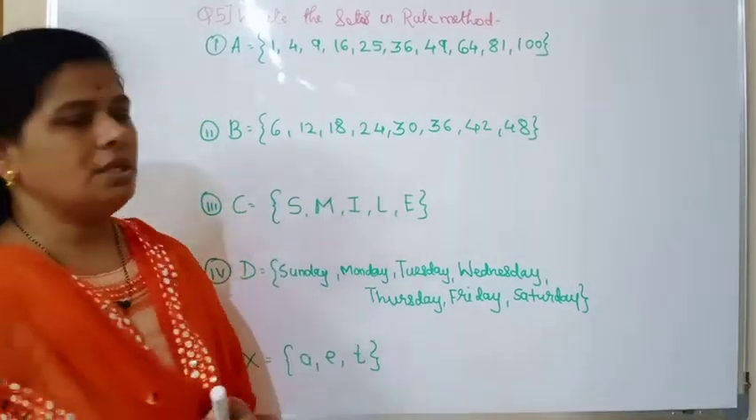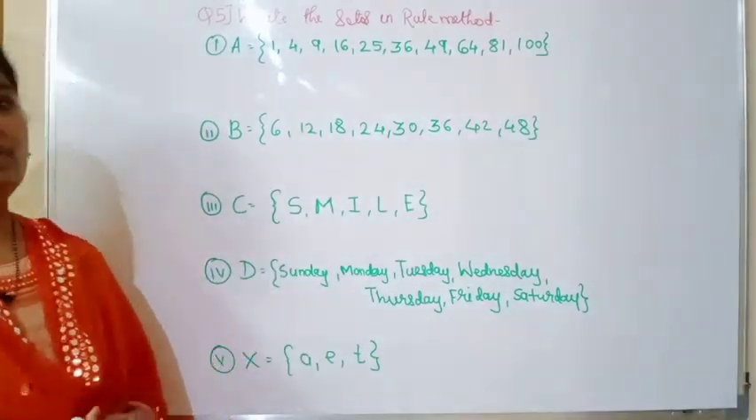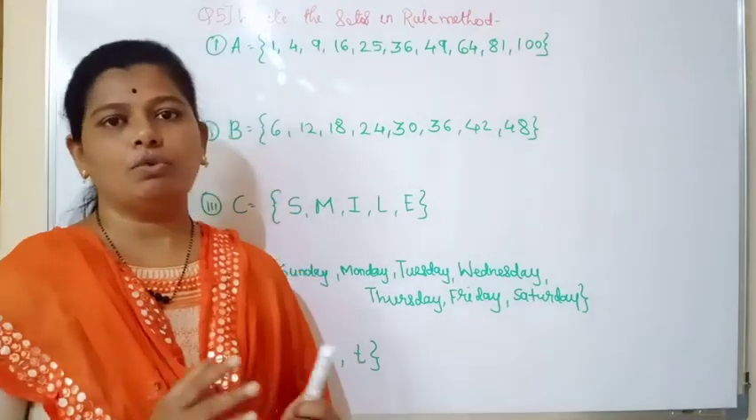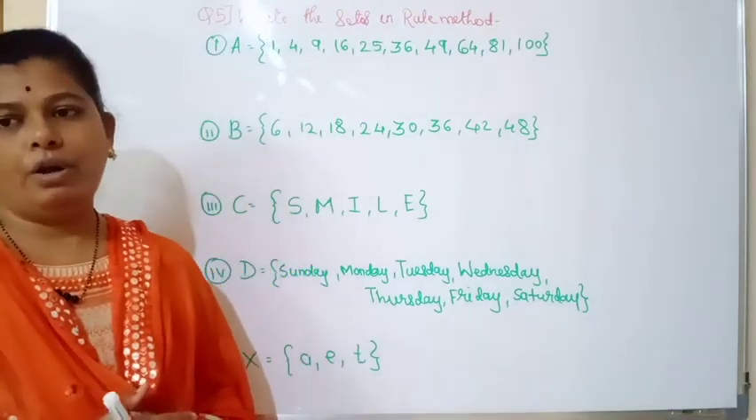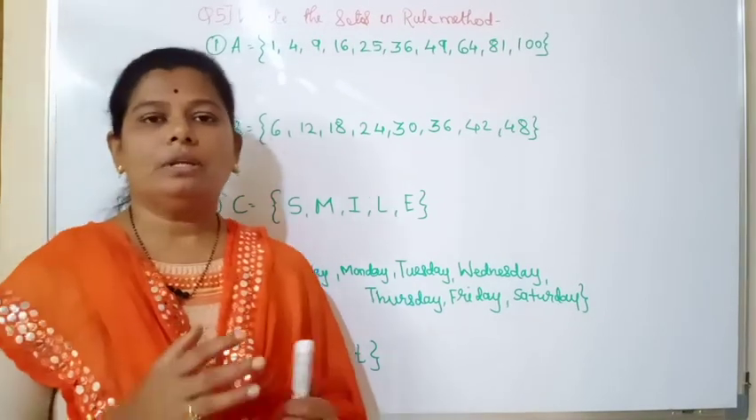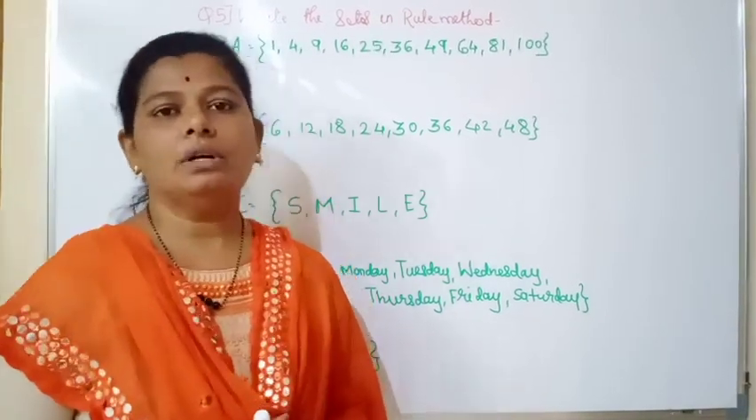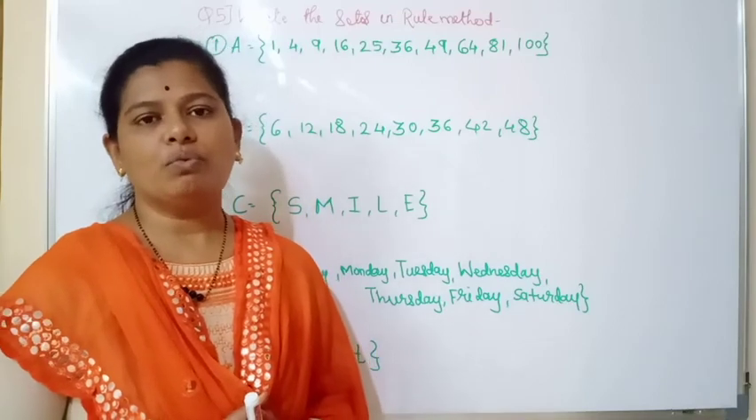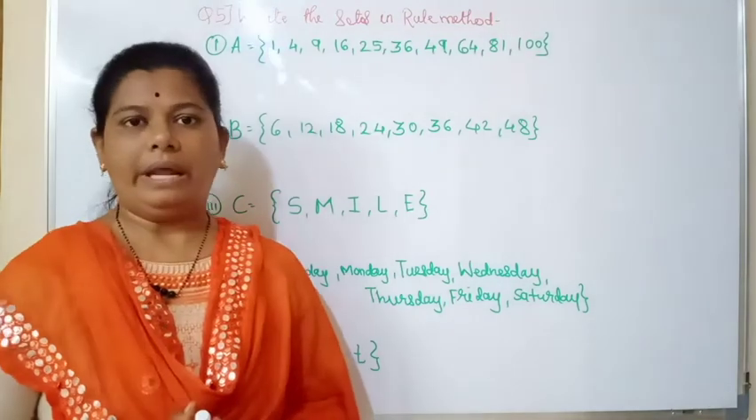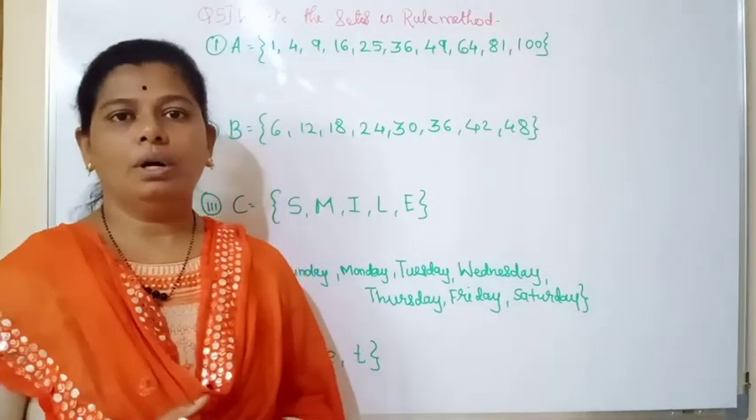As you can see here in the first question, the numbers are 1, 4, 9, 16, 25, 36, 49, 64, 81 and 100. So what do these numbers tell us? These numbers tell us that they are the squares. Squares of what? Squares from 1 to 10.